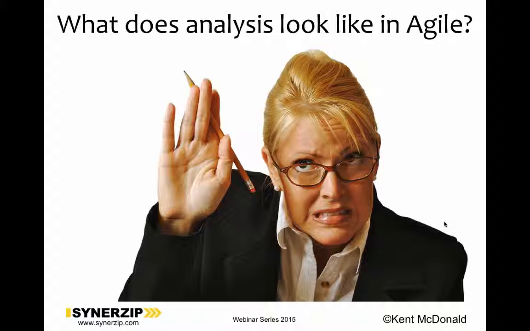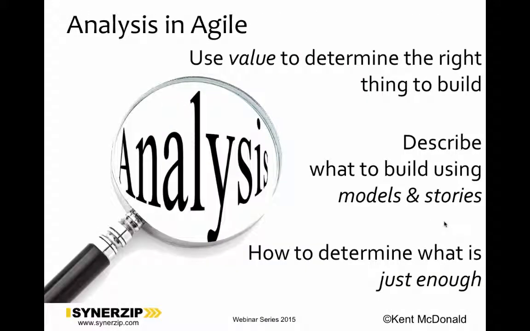And so that's going to form the structure of the talk today. I'm going to talk about three things that I think are very important when you're approaching analysis in an Agile setting or with an Agile mindset. First, using value to determine the right thing to build, which actually means spinning things backwards from how some teams try to approach it.